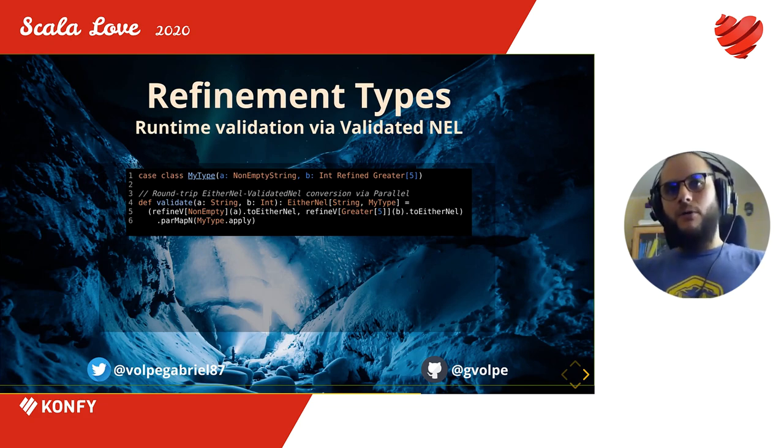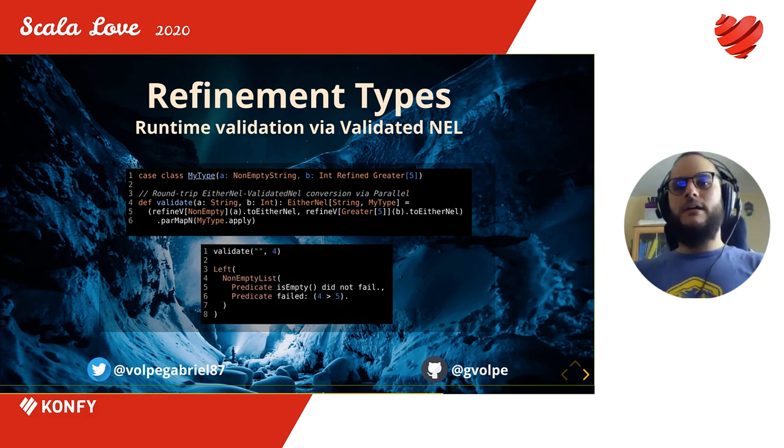So we have to convert only our either type to EitherNel, which is a type alias for either of non-empty list of string and my type. So if we run it again with our invalid inputs, this is what we get. And this is really cool. By the way, there's also EitherNec for non-empty chain. It's up to you which one you want to use. Chain is actually great for appending operations. But yeah, I think this is very nice that we can do this sort of validation and use refinement types to define our validation rules at the type level, and combine it with cats, which provides this parallel type class and all these niceties of running our validation in parallel. It's super cool. So keep this in mind.